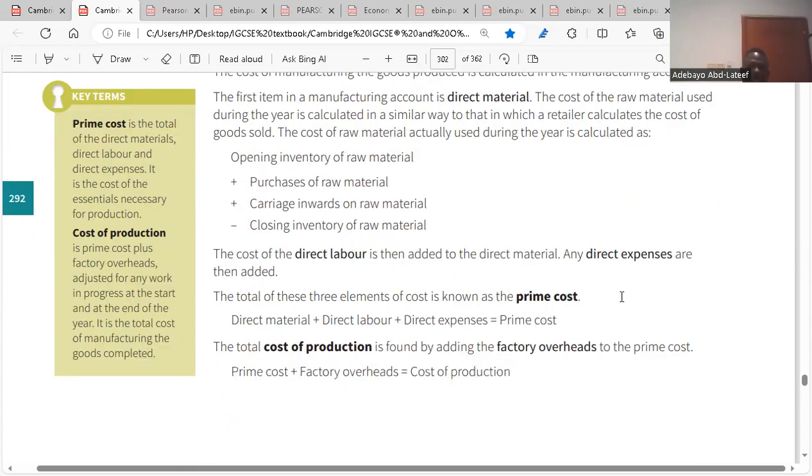So the cost of production is found by adding factory overhead to the prime cost. So prime cost plus factory overhead equals cost of production. I think that is clear. We know what our factory overheads are: all the indirect expenses. So indirect expenses plus prime cost give us cost of production. Yes, I think that is clear.